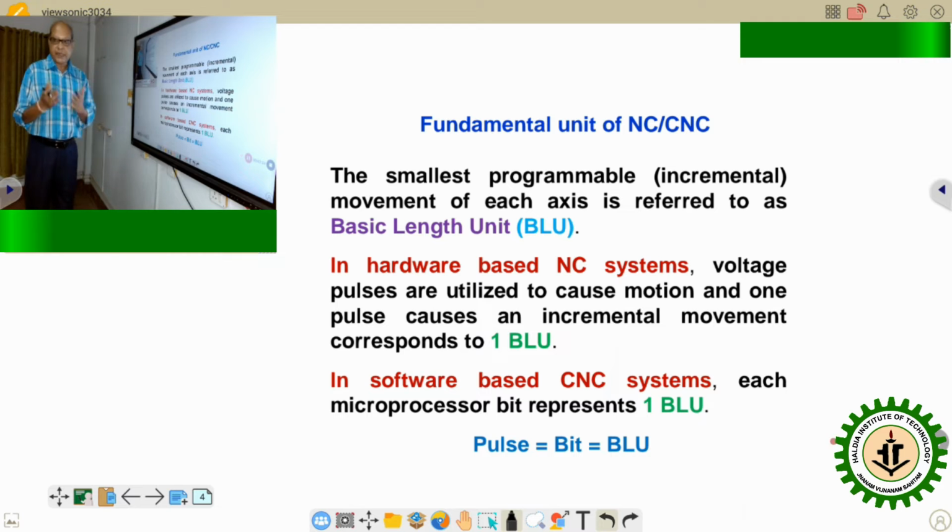The basic length unit means the smallest programmable incremental movement of each axis. Suppose you are given a job and you would like to write a program for, say, a turning operation along the Z axis, that is along the length, say Z equal to minus 45.8. It is rather coarse. 46.